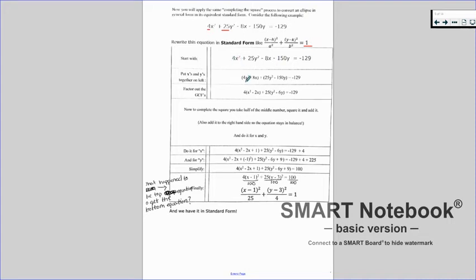So the first step is, let's put our x's and y's together like we did before. And then we're going to factor out, just like we did with that 9, that leading coefficient. It makes it an easier process for us to find out what we need to add to make that a perfect square trinomial in there. So we factor out the 4, we factor out the 25.